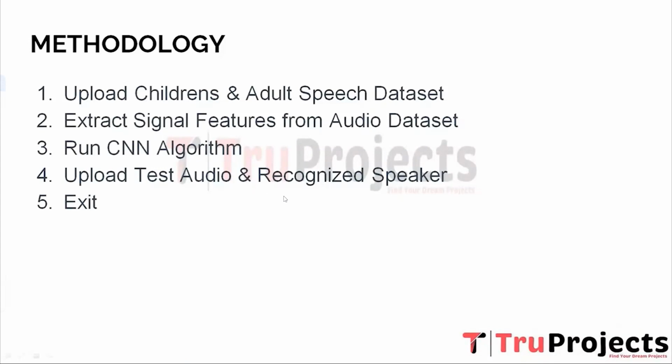Fourth, upload test audio and recognize the speaker. After successfully training the CNN, the next step is to upload a test audio sample which the system will attempt to recognize and attribute to either a child or an adult speaker. This test audio should be distinct from the data used for training to ensure a fair evaluation of the model's generalization capabilities. The model applies the same feature extraction process to the test audio, transforming it into a suitable input format for the CNN.